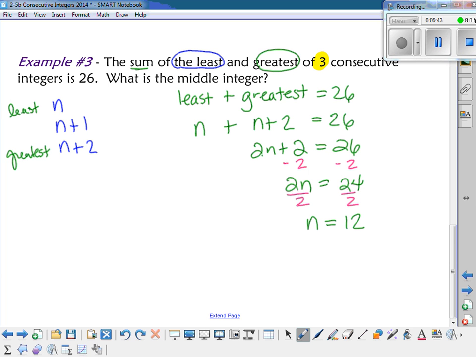All right, so then going back, we got 12, 13, and 14. So it says, what is the middle integer is what it's asking me. My answer would be 13, because that's the middle integer. Okay? So you need to pay attention to what the question is asking you and make sure you answer the question asked. Okay. The answer for this would be 13.